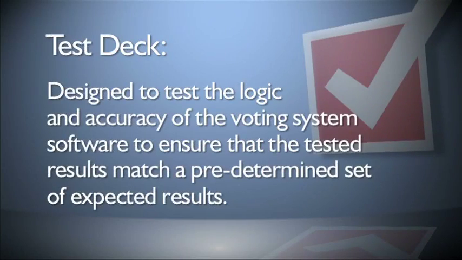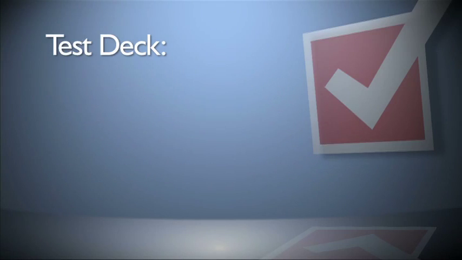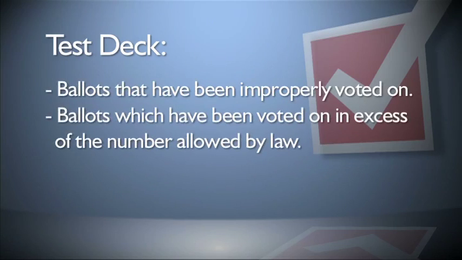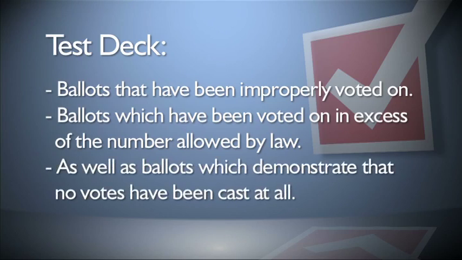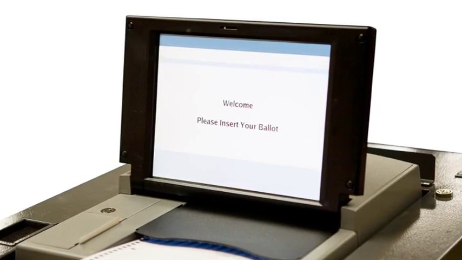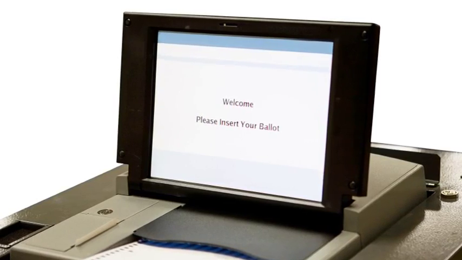Test decks are designed to test the logic and accuracy of the voting system software to ensure that the tested results match a predetermined set of expected results. To accomplish this, a test deck will typically include one or more of the following: ballots that have been improperly voted on, ballots which have been voted on in excess of the number allowed by law, as well as ballots which demonstrate that no votes have been cast at all. Running these ballots will test the ability of a system to recognize and/or notify in the event of an under or over vote.